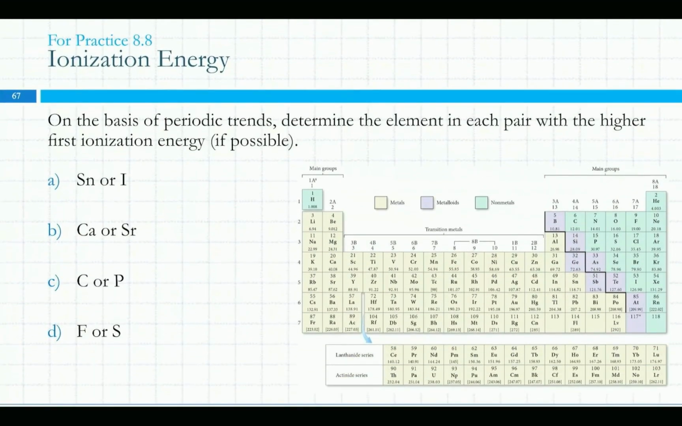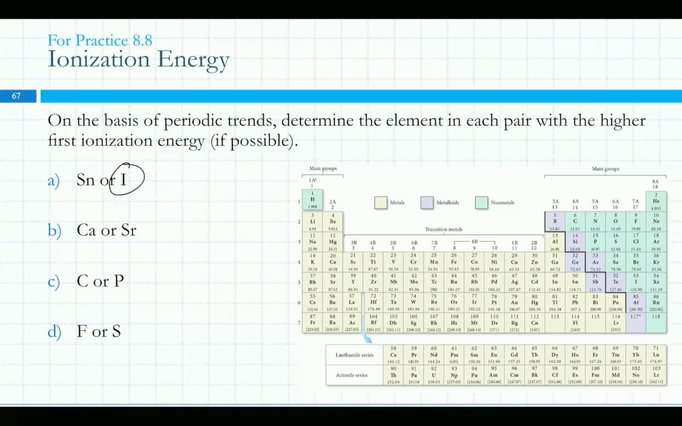And again, just using general trends, is tin or iodine going to be easier to ionize? Sorry, we want the highest ionization energy. Which one's harder to remove an electron from? Iodine. And there are a few different ways to think about it. If you just remember the trends, the top right's the hardest to remove from, but we can also think about how iodine wants to gain an electron. So removing an electron from iodine is going to be really difficult.